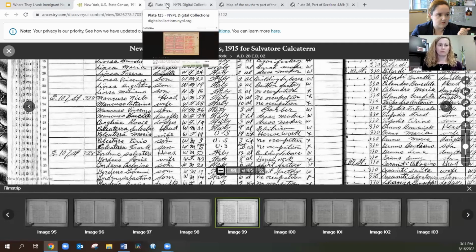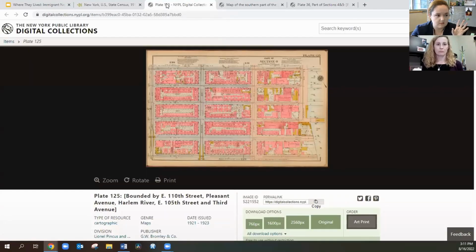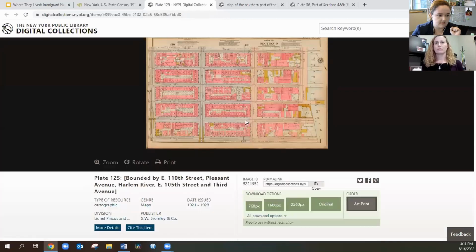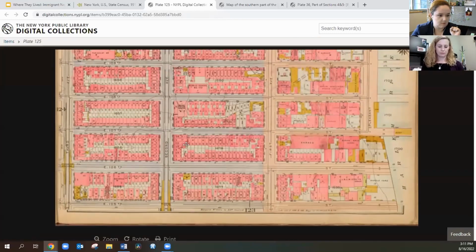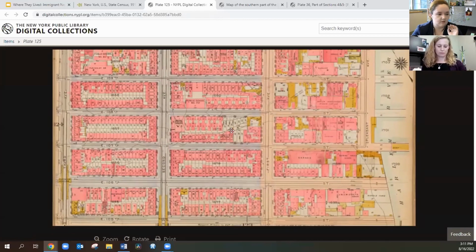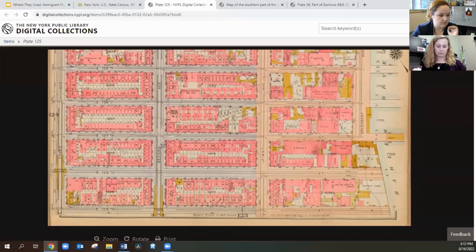So I went to the New York Public Library's digital collection, and I found in this atlas, this is the Allison City, New York, I found the building, and then I looked at the whole page to see where people are living.